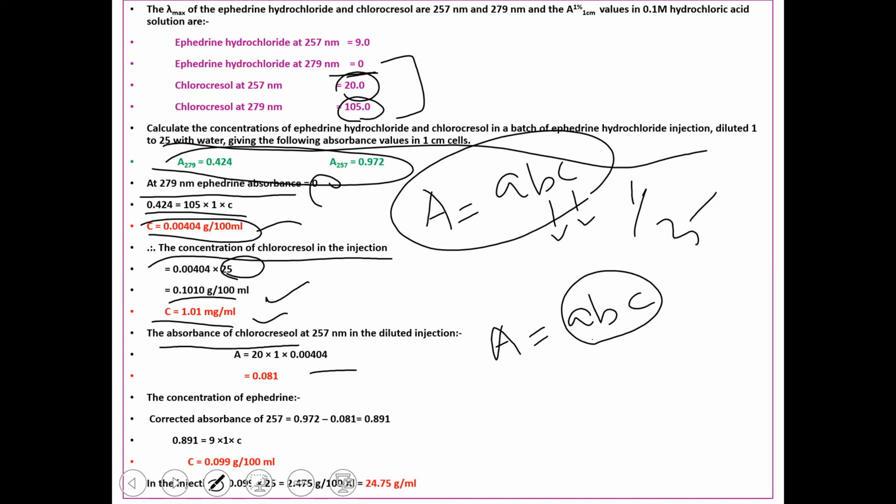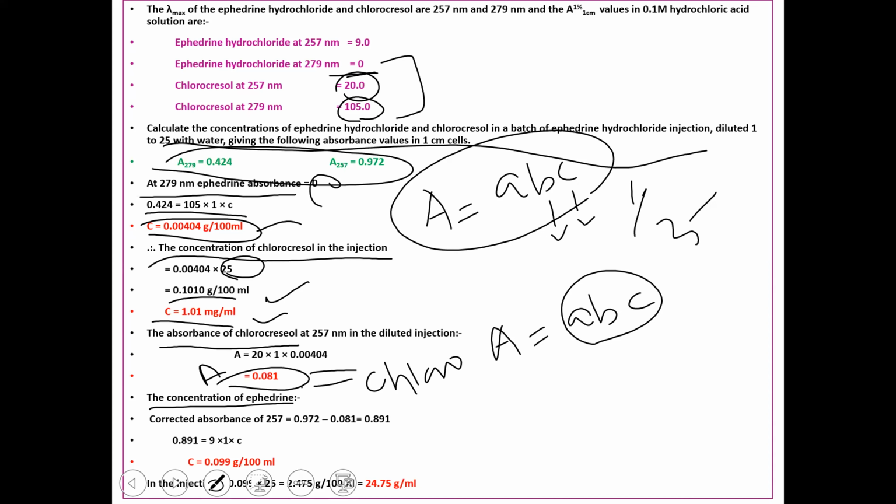So first step, you have predicted the concentration of chlorocrazole and incorporated the concentration to arrive at the absorbance of chlorocrazole at the other wavelength, 257 nanometer, right? So now we have arrived at the absorbance of chlorocrazole. Now we have to move on to our interest to arrive at the final answer.